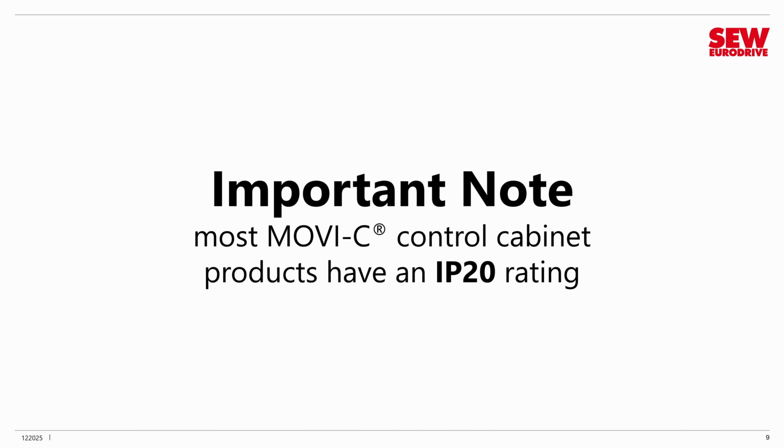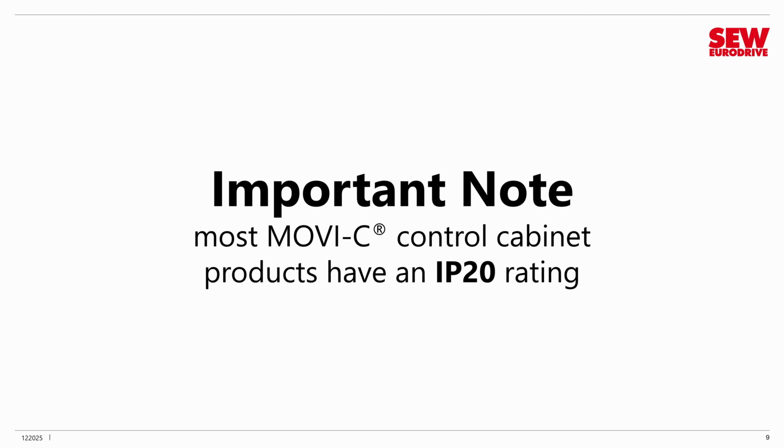Now let's pause to talk about another important note here. Most MOVI-C control cabinet products have an IP20 rating. We talked about this in our last session. Remember, IP20 indicates that the device will keep out objects about the size of your fingers and also is not at all liquid resistant. 0 means don't get it wet. They generally have to live inside a control cabinet. That's why we call them control cabinet products.